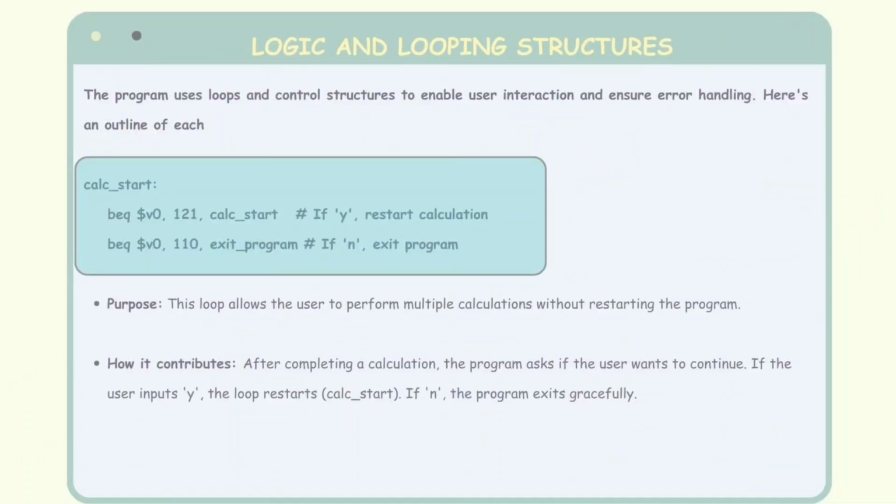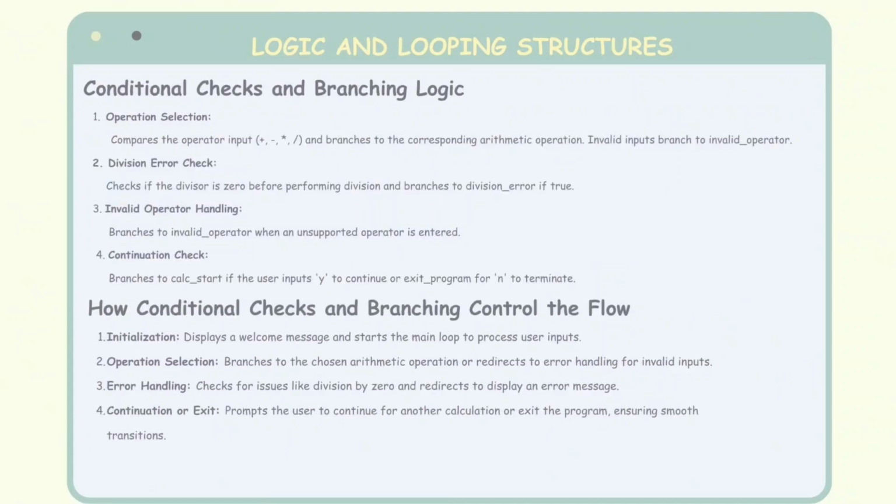The program ensures user interaction and error handling using loops and control structures. As you can see on the diagram, the purpose is to enable multiple calculations without restarting. How it functions is that after a calculation, the user can input Y to restart the loop and input N to exit the program. The program controls flow using conditional checks and branching.